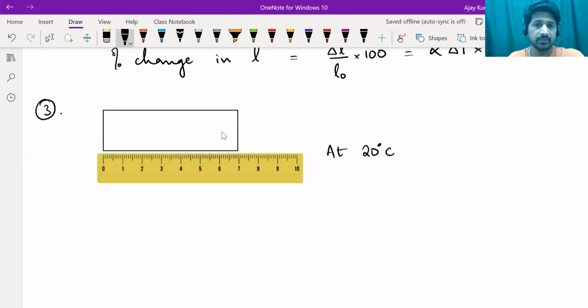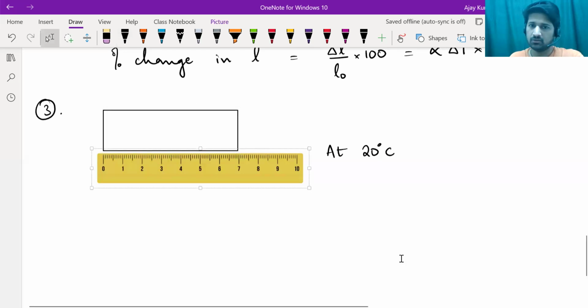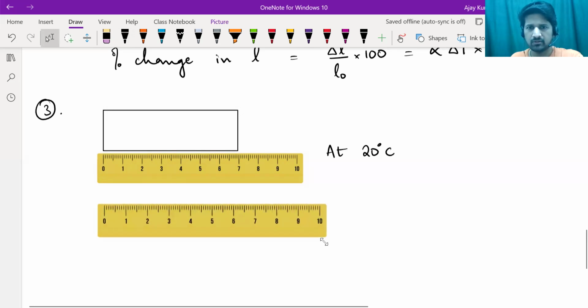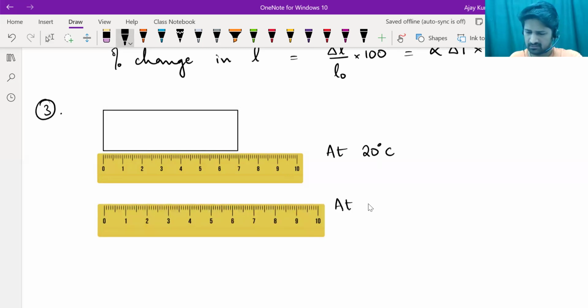Now, if you raise the temperature of the scale, only the scale, not the rectangle, it will undergo thermal expansion. And as I said, thermal expansion happens in all directions. So basically, you'll have to enlarge it. So it becomes something like this. Let's say this is at some, we have to consider melting point. We don't know what it is made up of. Let's say this is at some 200 degrees C. Let's say it is made up of a material which can withstand 200 degrees C.